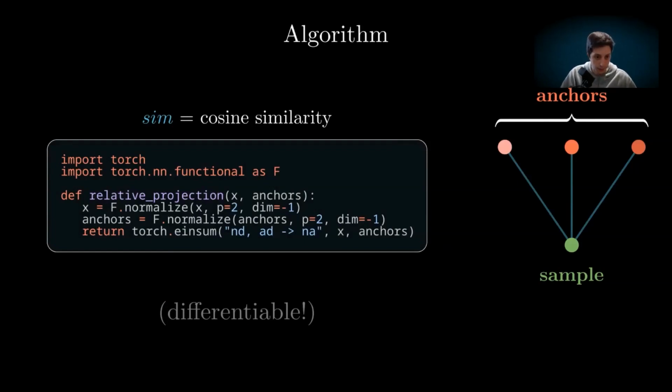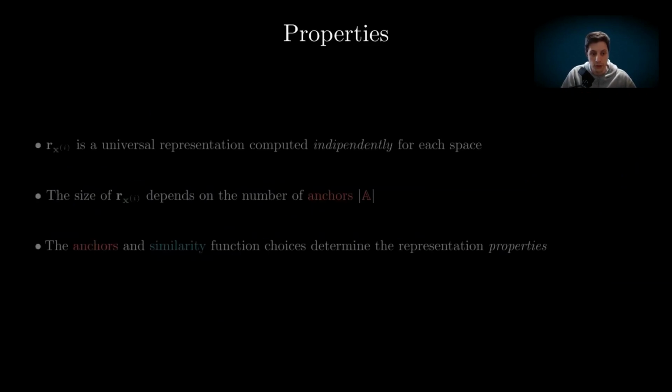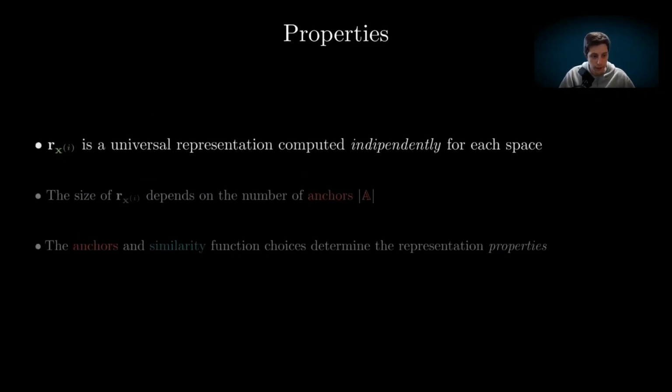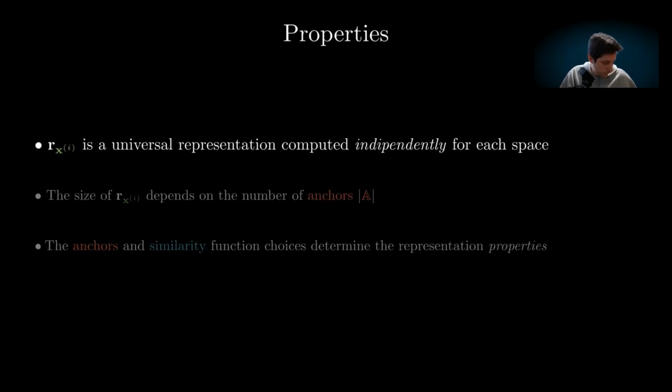There are some interesting properties for sure. And one important choice is which similarity function to use. And in our work, we use the cosine similarity. That, by the way, is very simple to compute, just like 3 lines of PyTorch. And moreover, it is differentiable. The properties are very interesting.